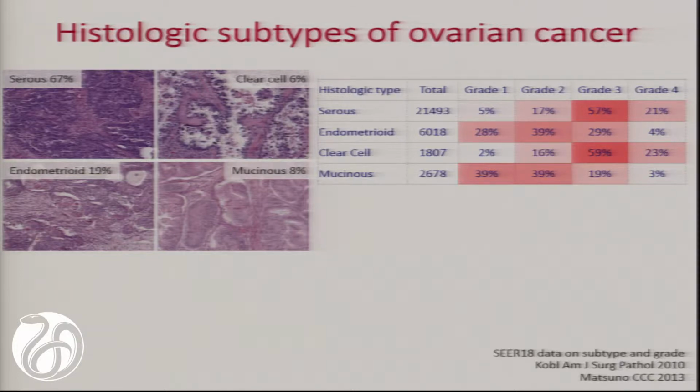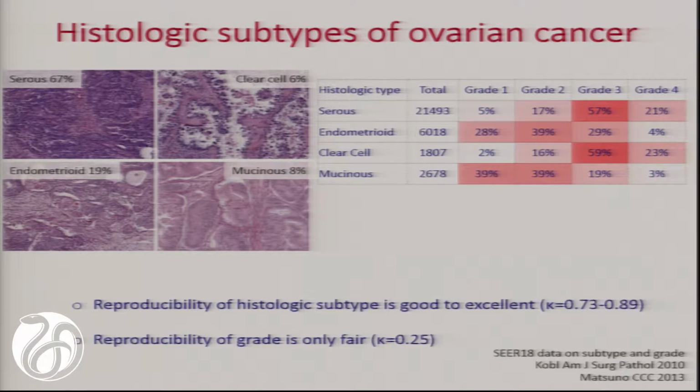So most of the serous cancers are high grade, very few are low grade, and then there's a distinct distribution of grades for each of the subtypes. It's important to know that the reproducibility of the histologic subtypes is actually quite good when done by expert pathologists, while the reproducibility of grade is much worse than that. Those are studies, one from a Canadian group led by Martin Kobel, and then a study using tissues from SEER using a panel of US pathologists. So those are the endpoints that I'm going to focus on today.